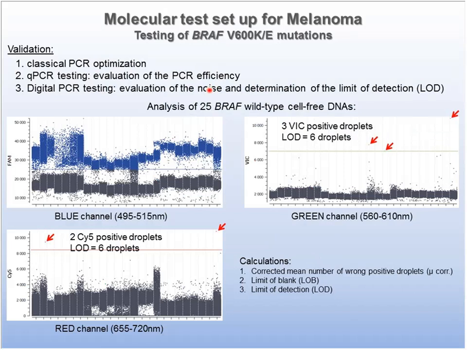For example, for the BRAF test, we analyzed 25 cell-free DNA samples without BRAF mutation. In this example, we observed in the green channel 1 positive droplet in only 3 samples. So we set a limit of detection of 6 droplets for this channel. We followed the same strategy for the red channel, and we also set a limit of detection of 6 droplets in this example.